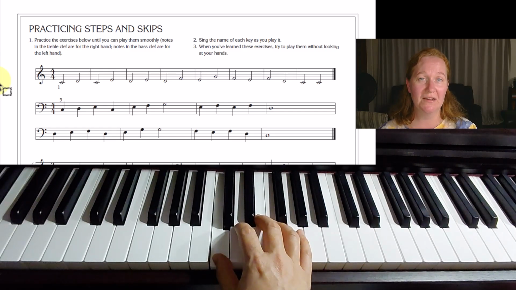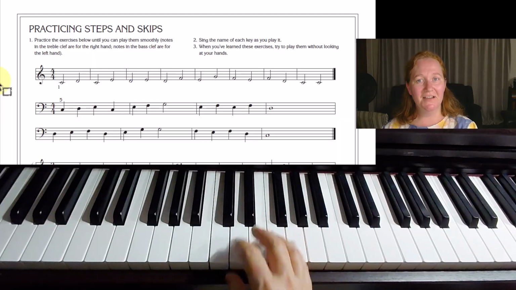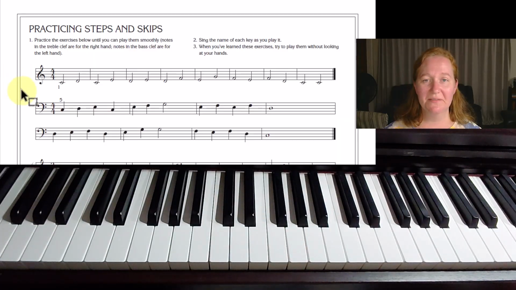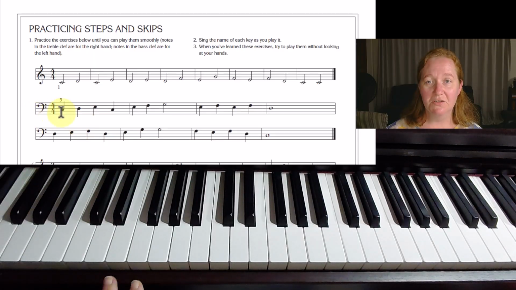Okay, now let's go and do a similar exercise in terms of identifying the steps and skips. We're going to go to the bass clef. So this is the second space. So for the spaces, it's all cows eat grass. So this is all cows.